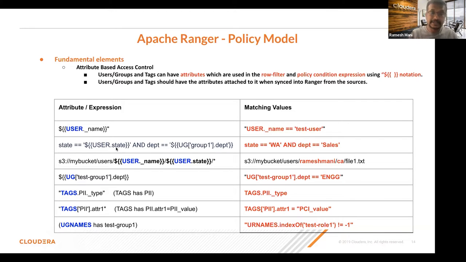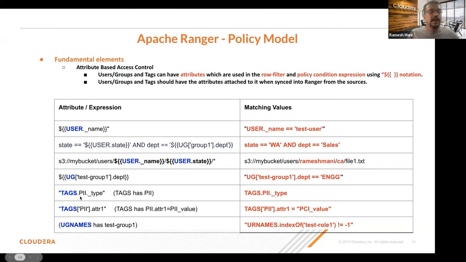So that user has the attribute state, and the department he belongs to. The department came from a group, and the group's attribute of department. This will get translated to a filter that enables the filtering mechanism, allowing demographic based data access. So it is not for tables alone. In S3 buckets, you can have a similar notation and tags also.